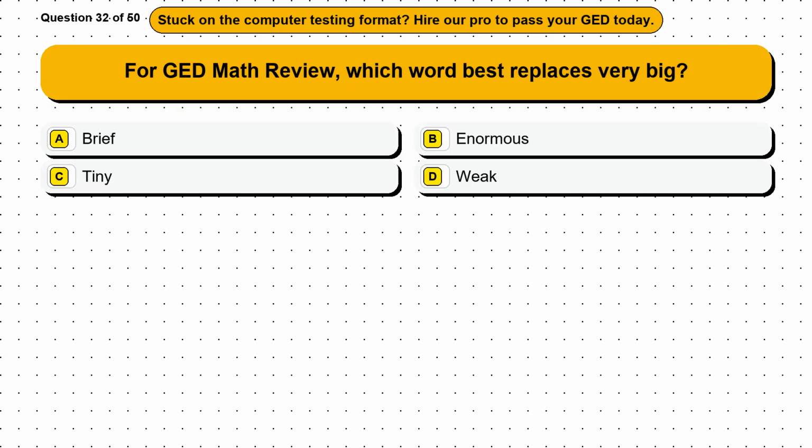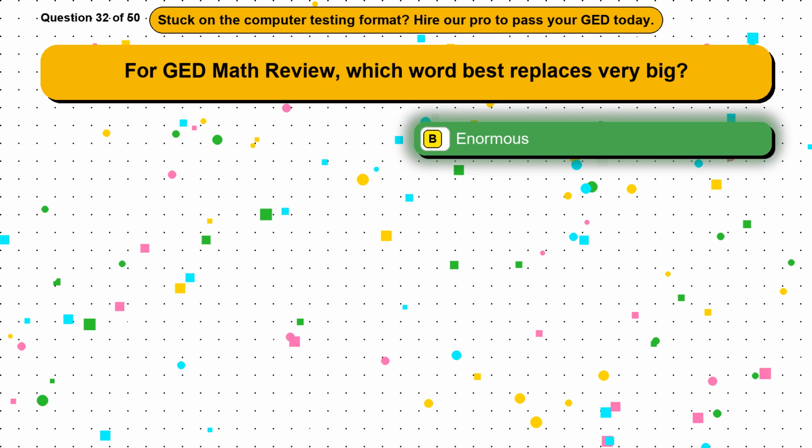Question 32. For GED Math review, which word best replaces very big? Option A, brief. Option B, enormous. Option C, tiny. Option D, weak. The correct answer is option B.